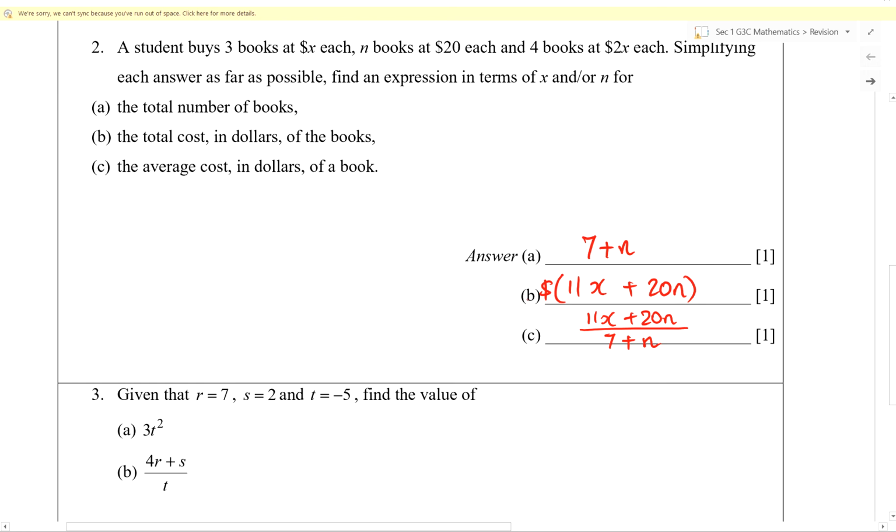Okay, is there any one of these that you need to go through? Okay, which part, Shini? 8, part 1, 2 or 3? Part 2, okay, part 2. Find the total cost in dollars of the books.